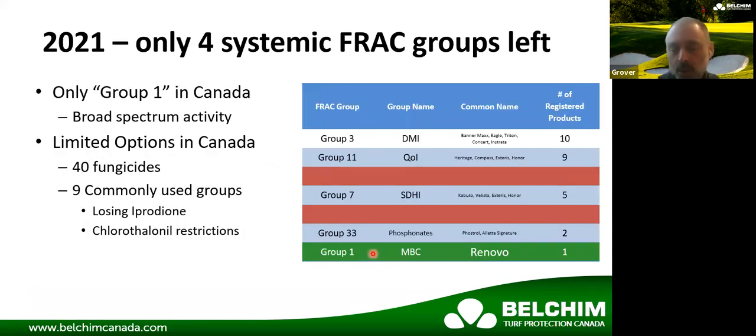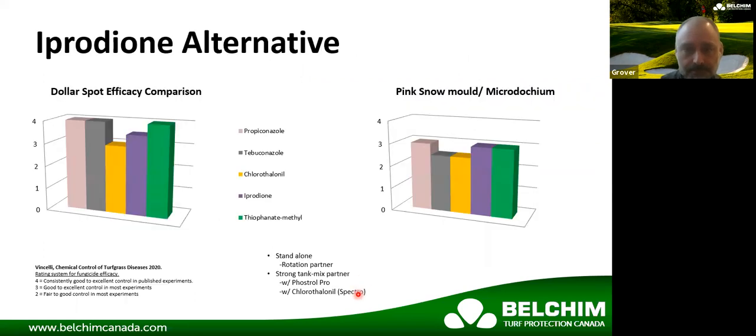Again, the good thing about Renovo, though, is that it is, if I could use the word, very dummy proof, if I'm allowed to use those words, because every time you use it, it's the only group 1 fungicide in Canada. So you've done a true rotation. When we look at the 2020 Vincelli report, you can see how thiophanate methyl on pink snow mold, microdochium patch, is rated as high as iprodione. And then on dollar spot, getting a 4 out of 4 compared to other great industry standards.